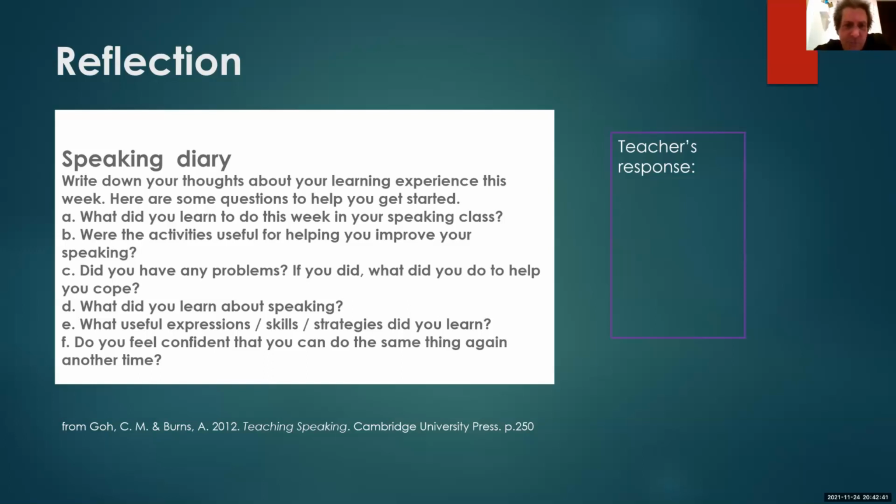This particular example, Keeping a Speaking Diary, is from a book by Christine Goh and Anne Burns, where on a systematic basis, we encourage students to reflect on how they feel about the speaking activities they've been involved in. And in this case, it's keep a diary, but it could be simply a quick discussion at the end. This is metacognitive work. And the research is fairly clear that this should and does lead to gains of various kinds.